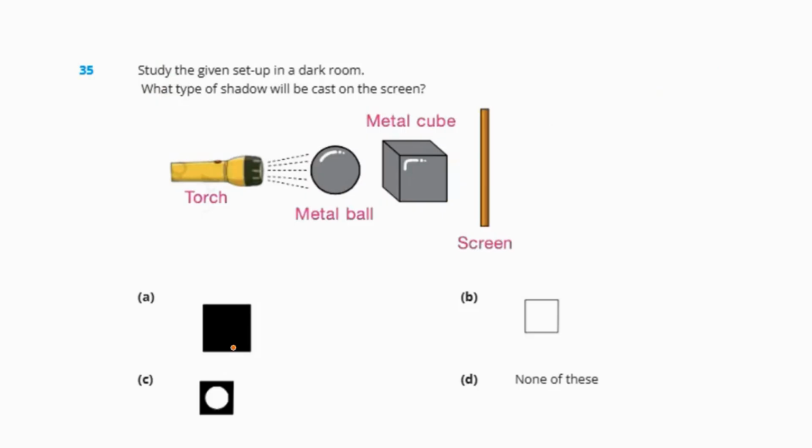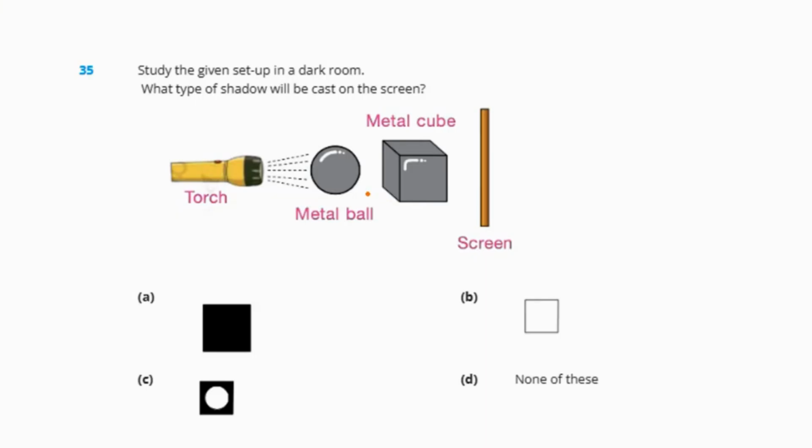Next one, study the given setup in a dark room. What type of shadow will be cast on the screen? Right here you can see a torch, yes, light source you can see, right? And a metal ball is also there and a metal cube is also there, right? So metal ball and metal cube. Shadow, how are shadows formed?